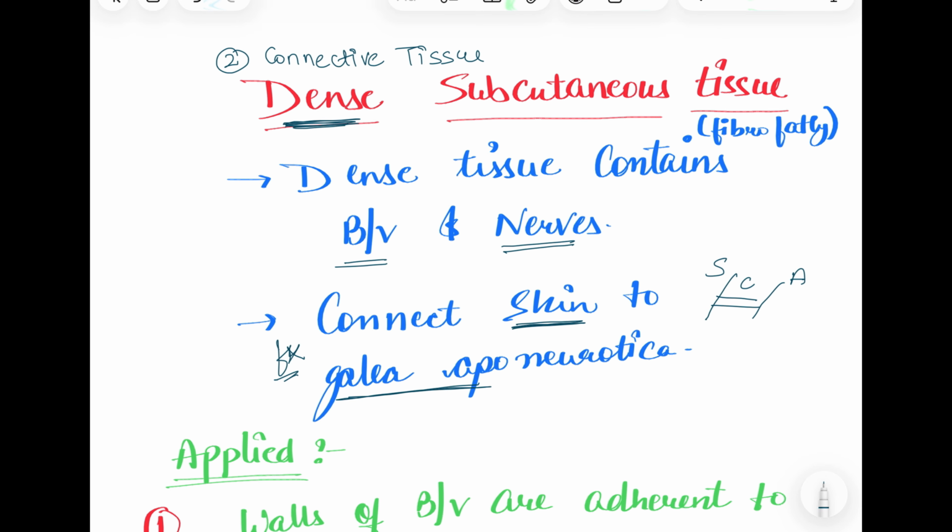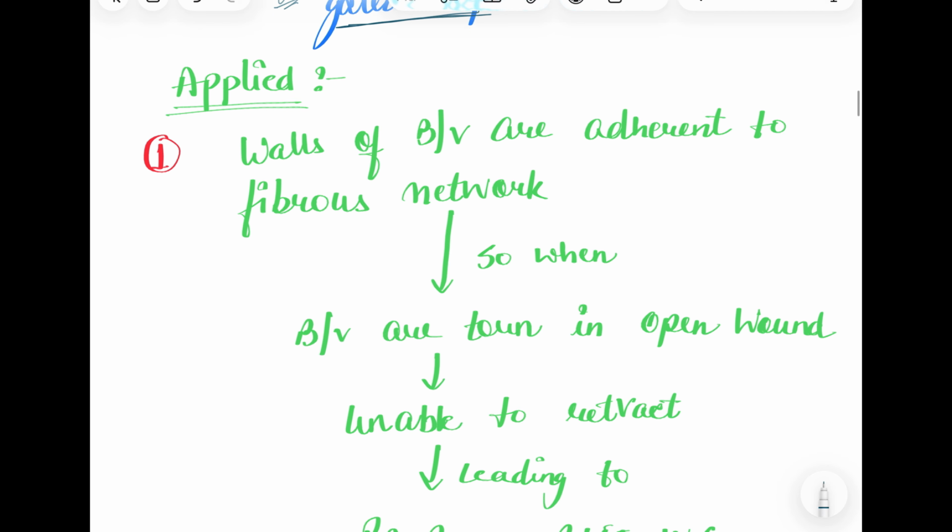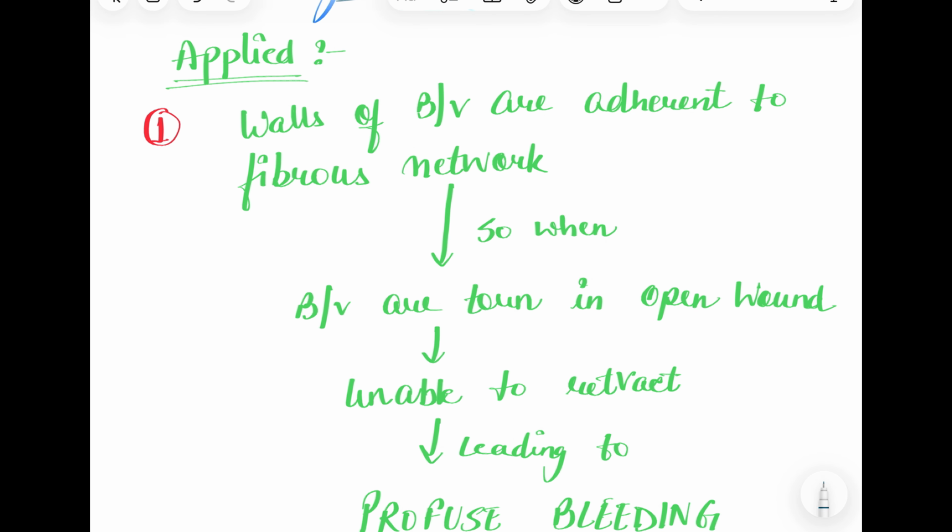Talking of the applied, so the first applied is, as we have said, it has got lots and lots of blood vessels. So the walls of blood vessels are very tightly adherent to the network of the fibers which is present in this layer.